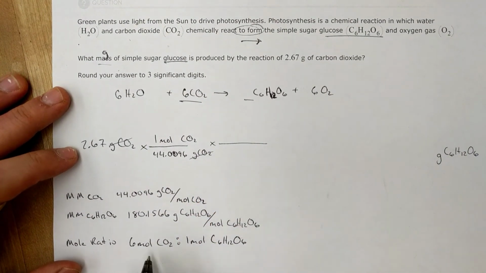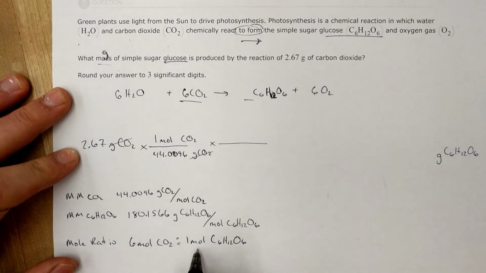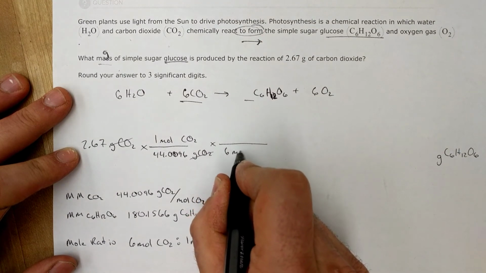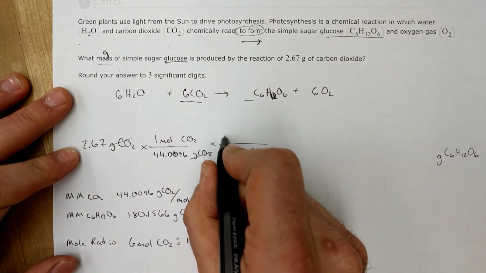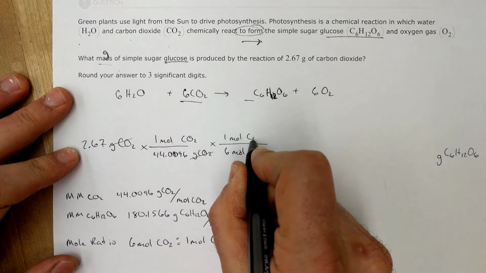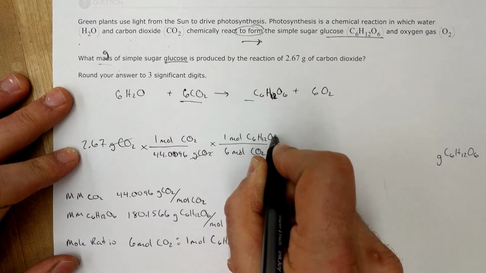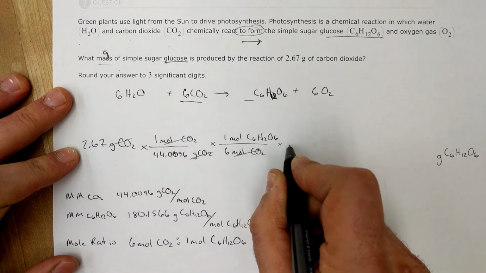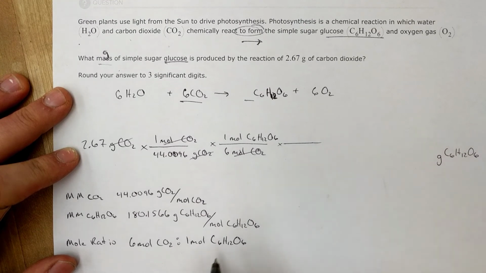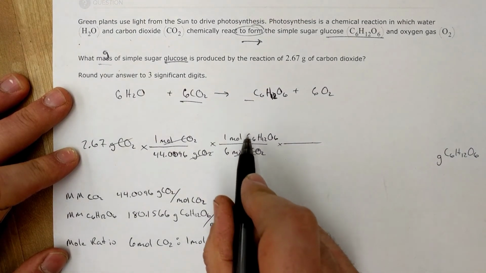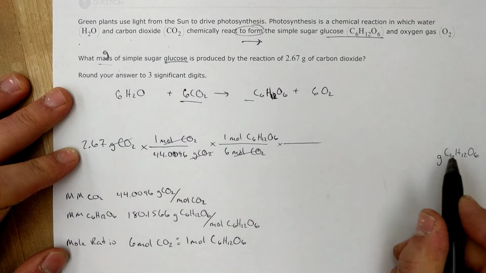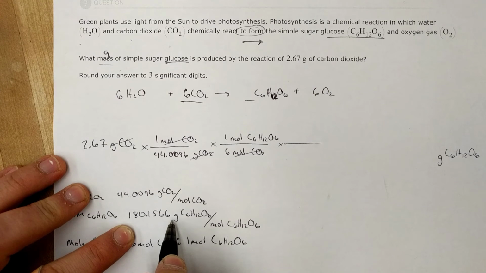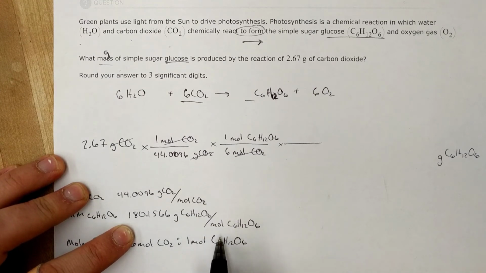We can then use the mole ratio. 6 moles of CO2 produce 1 mole of C6H12O6. 6 moles of carbon dioxide to 1 mole of C6H12O6. Now the moles of carbon dioxide have canceled, and now we need to convert from moles of glucose to grams of glucose, which is what we need in the end. And that ratio is 180.1566 grams of glucose per 1 mole of glucose.